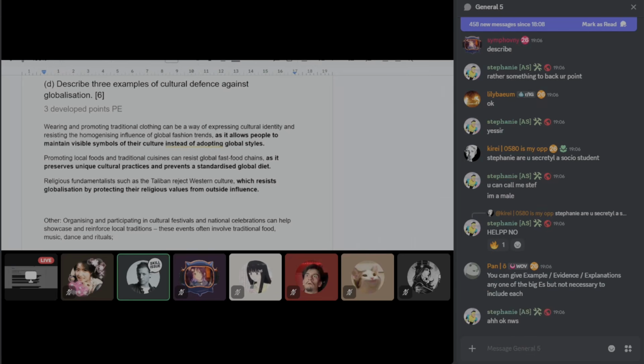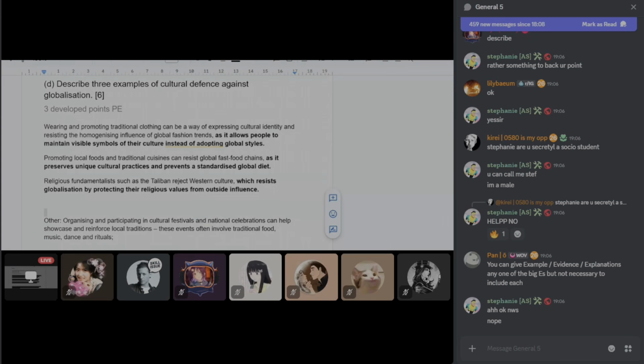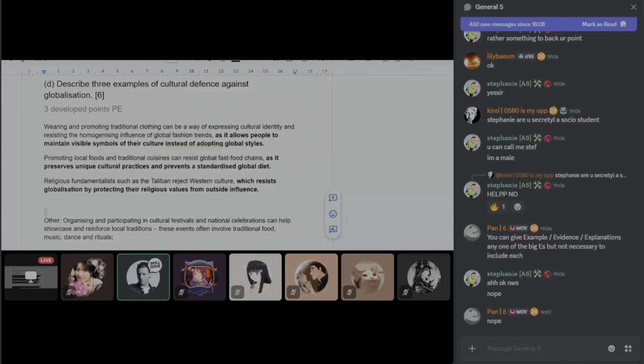You can give example, evidence, explanations, any one of the biggies, but not necessarily to include all. That is a great point. Japan is absolutely right. Other answers they would accept are organizing and participating in cultural festivals and national celebrations, because most countries celebrate their national celebrations with great pride. So that is another way to preserve your own identity. Any questions for this? Is it all clear?